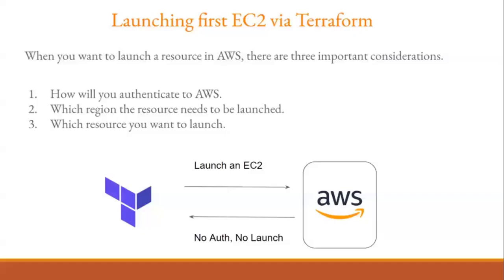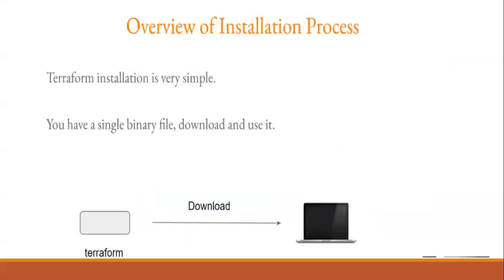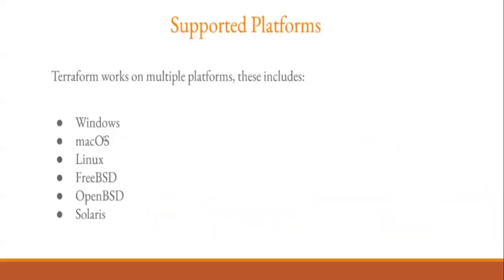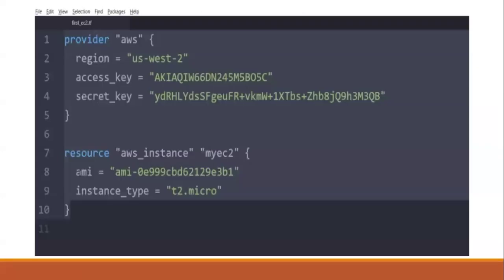How does your first EC2 file look? This is the first EC2 Terraform file, the first server Terraform .tf file. What does it contain? It contains the provider, which is AWS. In which provider do you want to build that EC2 instance, or a VM, or a service, through Terraform?